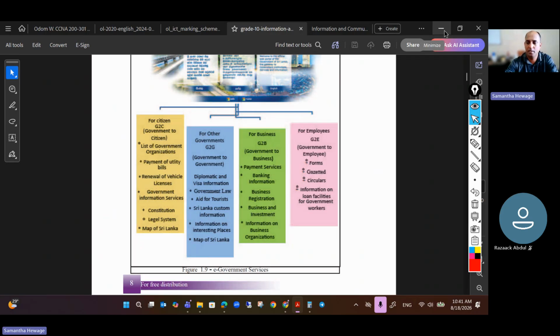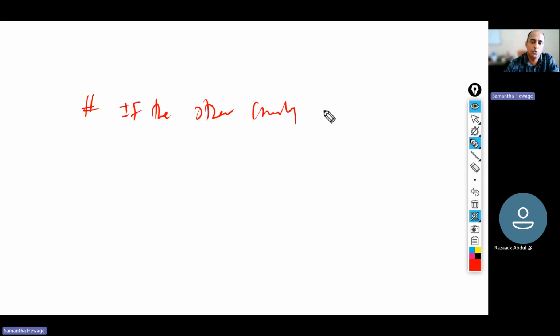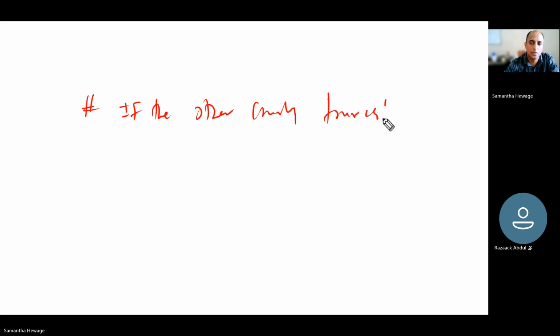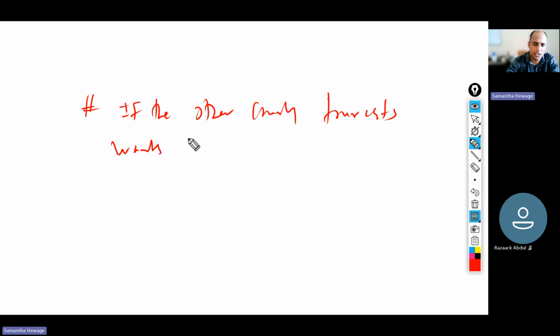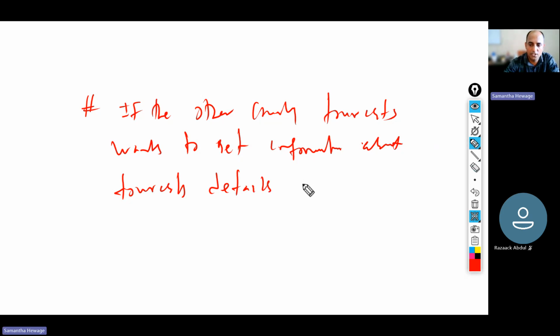Let's say another example, the last example. If tourists from another country want to get information about tourist details in Sri Lanka.